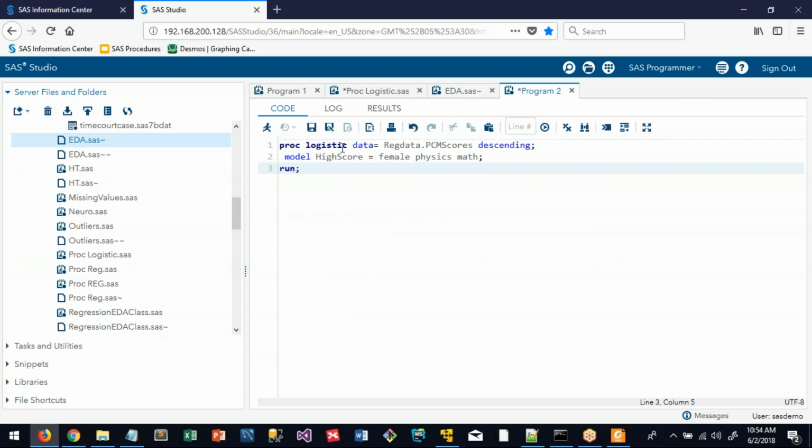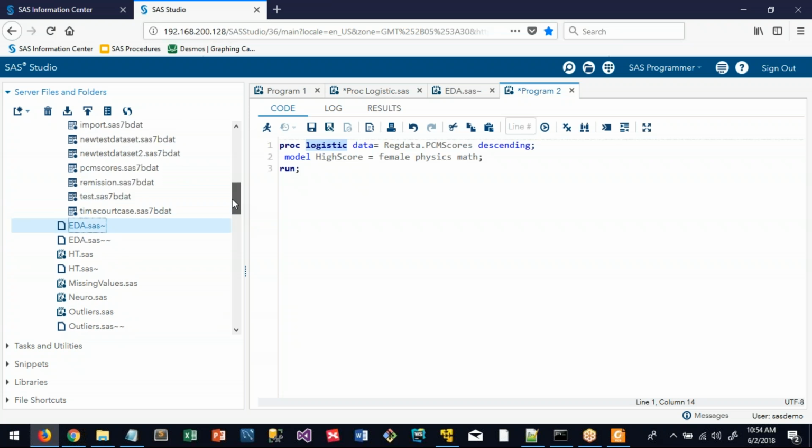So you can see in the proc logistic, the example which we will be discussing in a short while is we will be predicting the high scores of the individual. We would simply predict on the basis of the gender of the individual and the scores obtained in a couple of more subjects, whether it is a sufficient predictor of a high score of the individual or not.